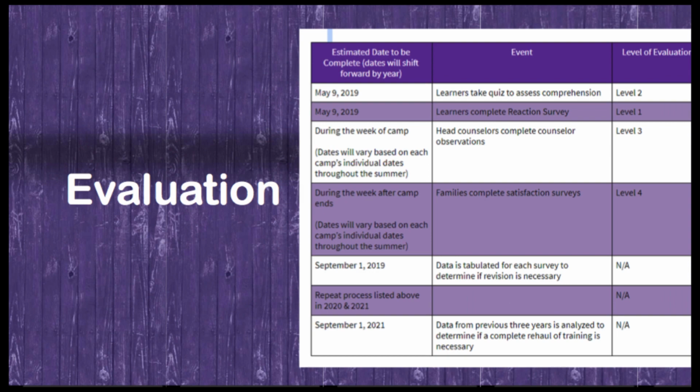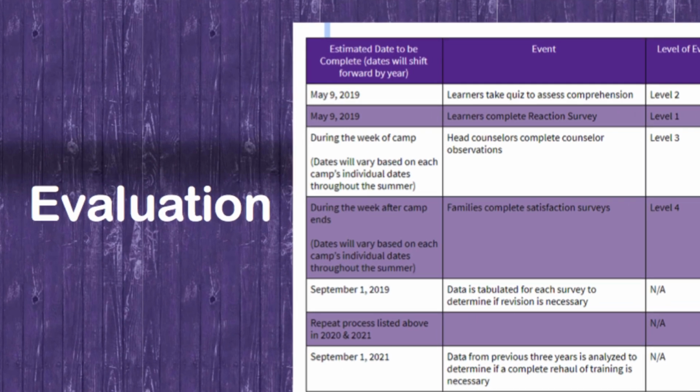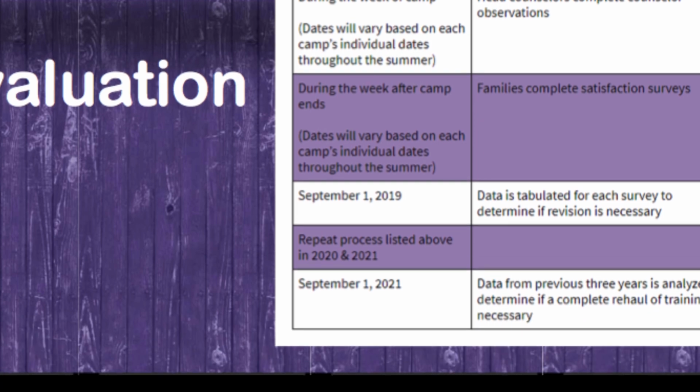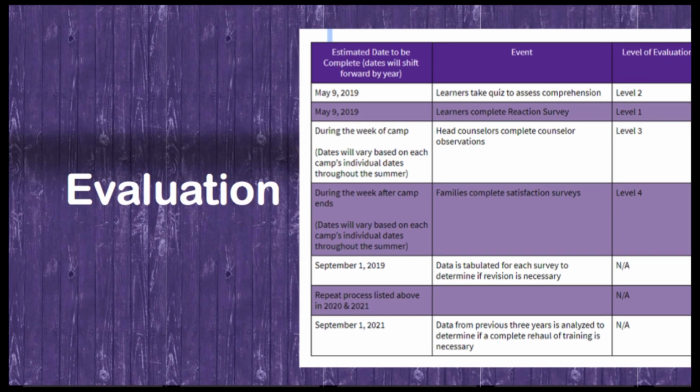Our learning solution will go through 3 cycles of evaluation in 2019, 2020, and 2021. Evaluation will help us demonstrate the effectiveness of the training and show that the transfer of knowledge and necessary skills has occurred and is being applied consistently. We will evaluate along all 4 levels of the New World Kirkpatrick model.